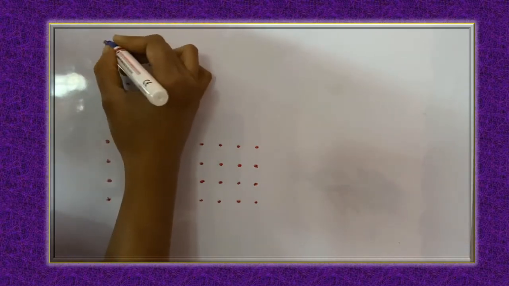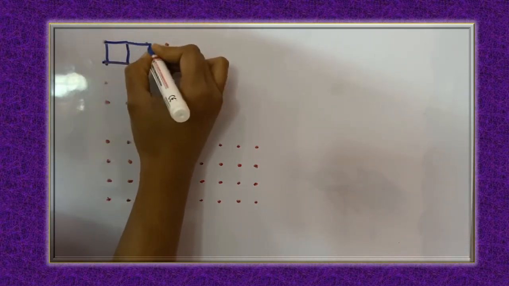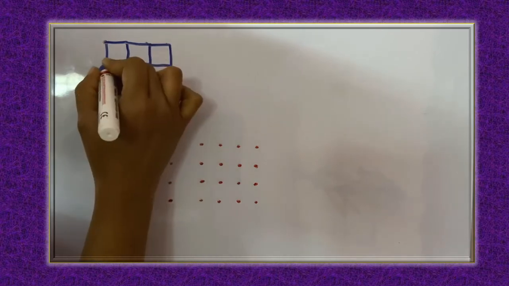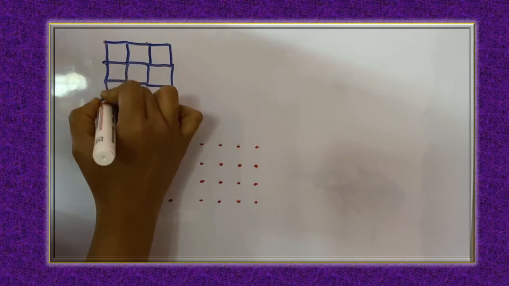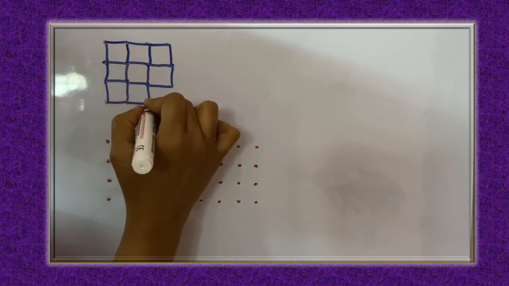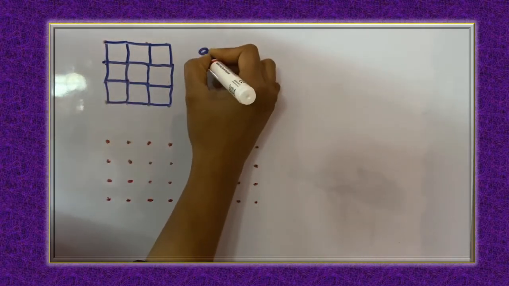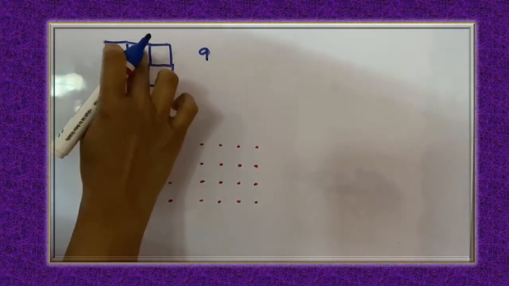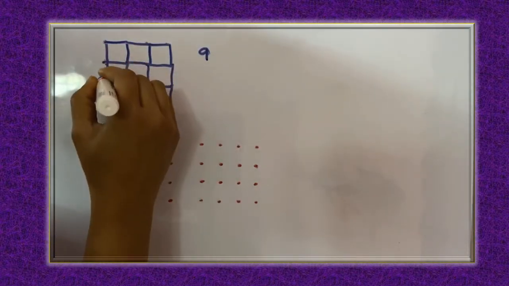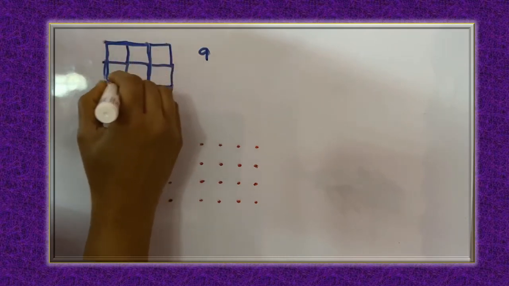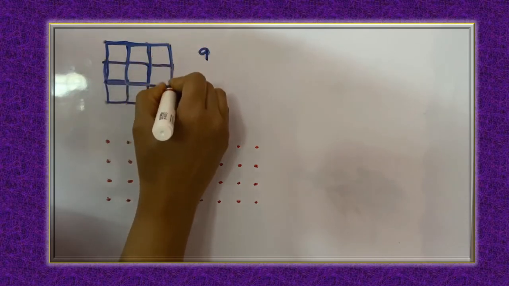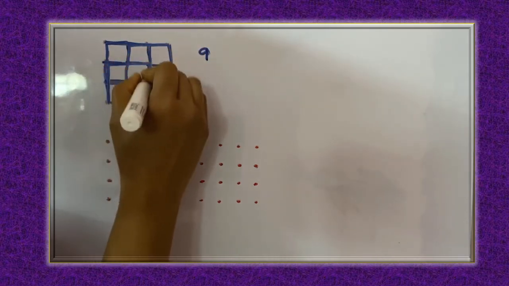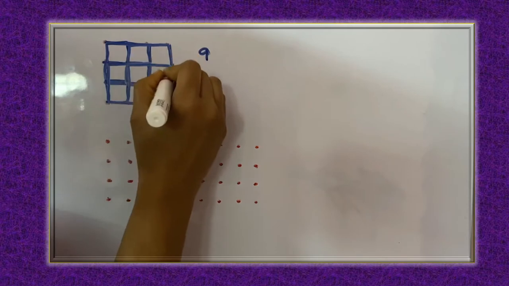this 4x4 grid. So let's start drawing the squares. 1, 2, 3, 4, 5, 6, 7, 8, 9. So 9 squares, 1 by 1 squares. Then squares like this. Okay, now even draw like this. So it's 1, 2, 3, and 4. So 4 squares.